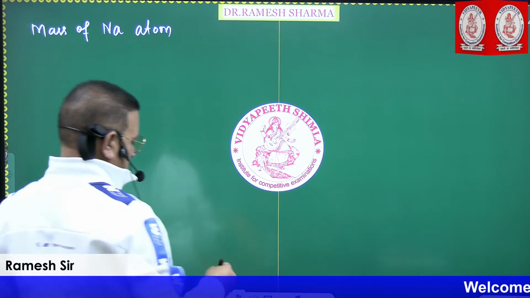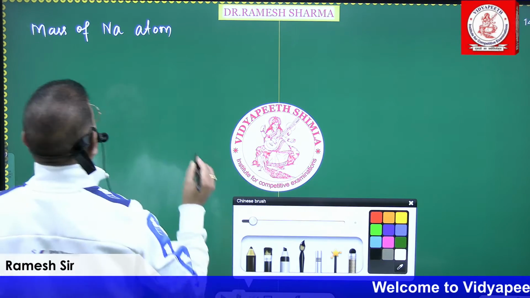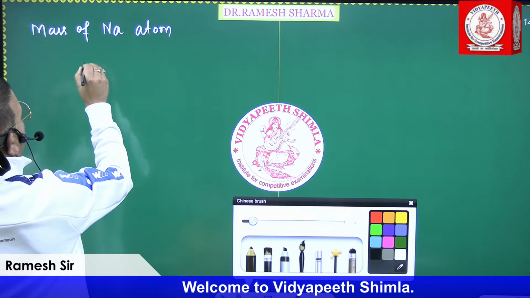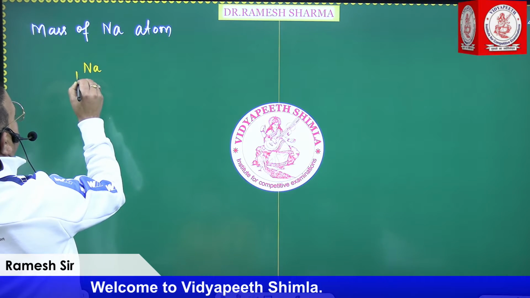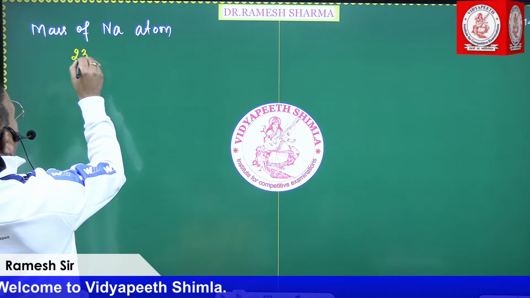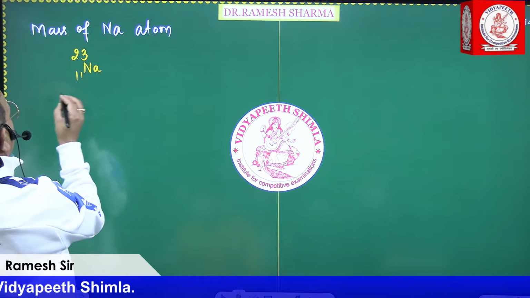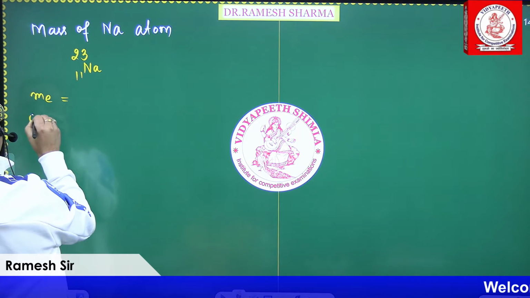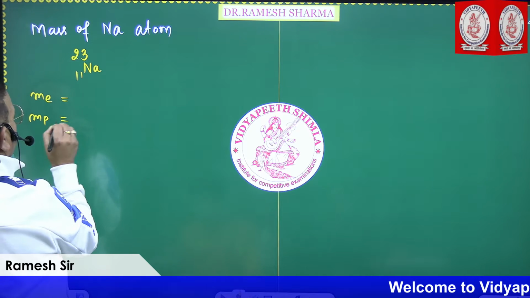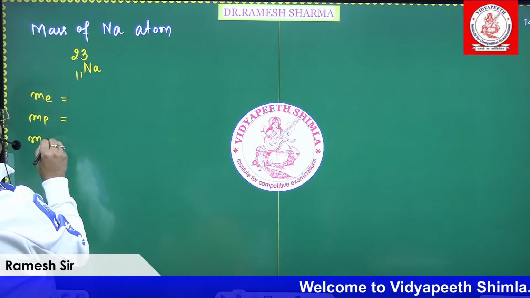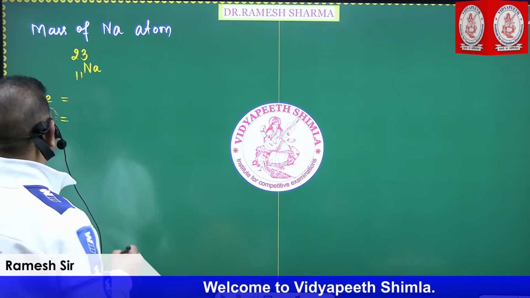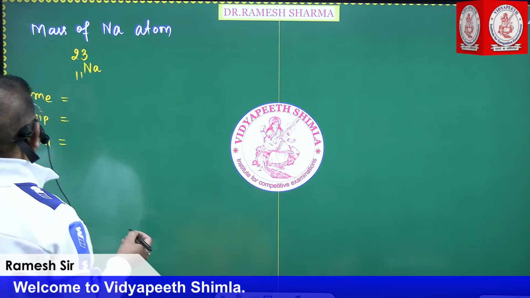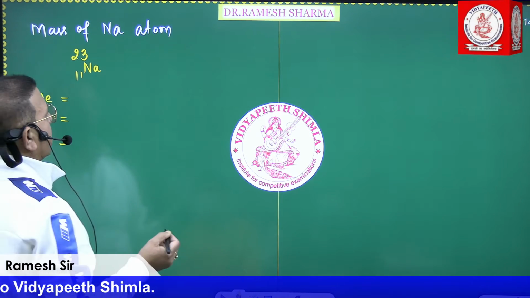Mass of sodium atom. Mass of sodium atom means sodium is 11, sodium 23. If we are talking about its mass, we will have to talk about mass of electrons, mass of protons, and mass of neutrons. Am I right? Sodium is neutral, so protons and electrons are the same.